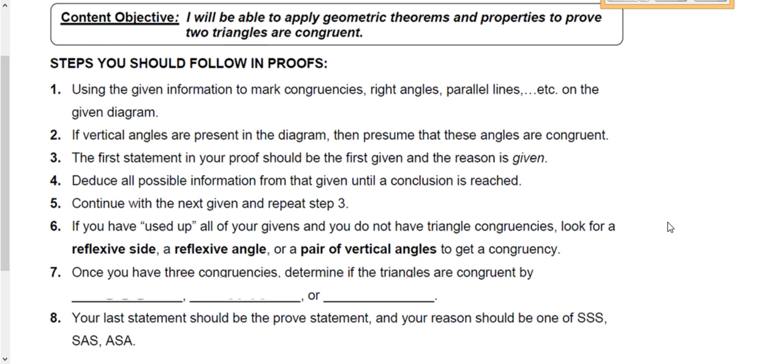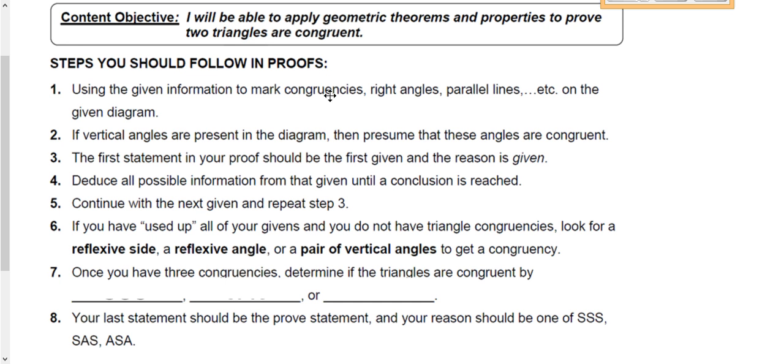Content objective. You'll be able to apply geometric theorems and properties to prove two triangles are congruent. We'll still be using the postulates we've seen: side, side, side and angle, side, angle. Here are some steps you should follow when doing proofs.